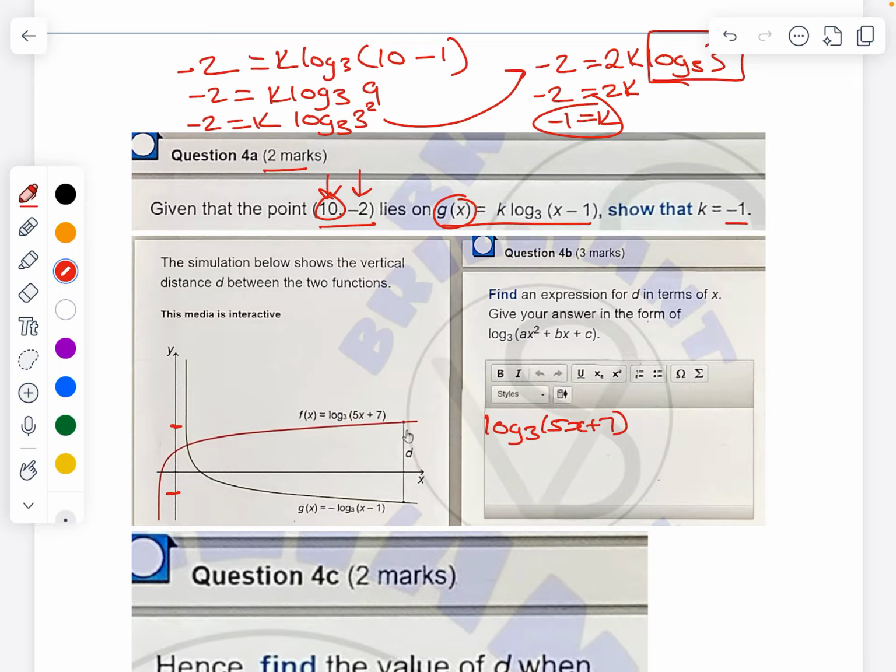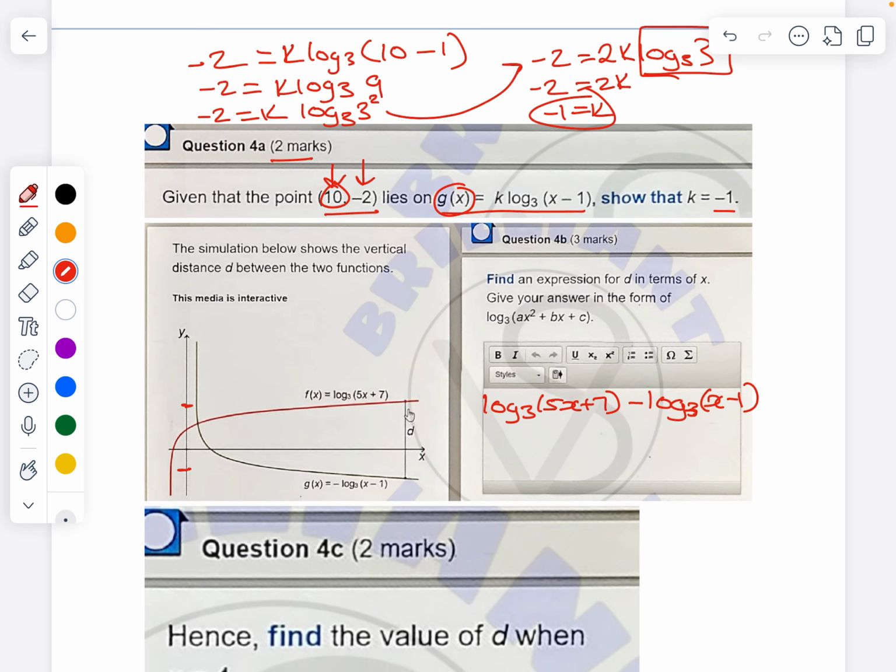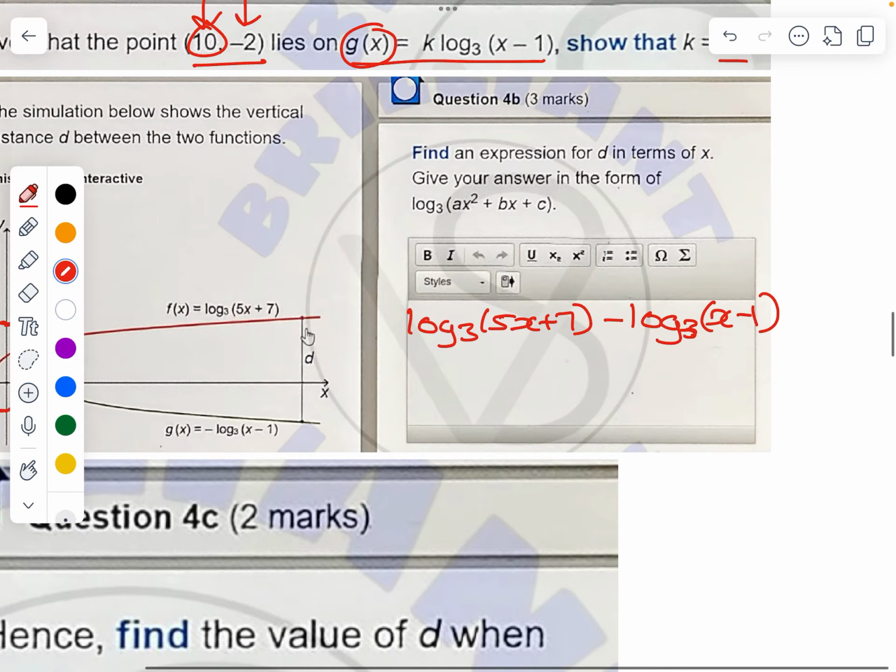So I'm going to say, right, log 3, 5x plus 7. And I'm going to subtract negative log 3, and then x minus 1. So we know, because they both have the same base, when we subtract, we divide. However, I'm not going to just subtract. I've made a little mistake there. I need to subtract a negative. So let me just get rid of that. So minus log. So 2 negatives make a positive.